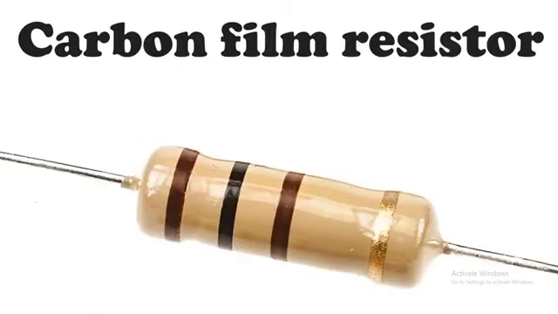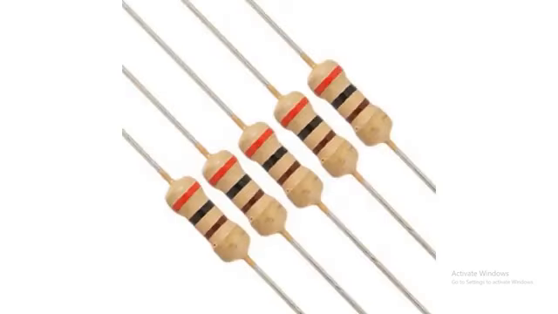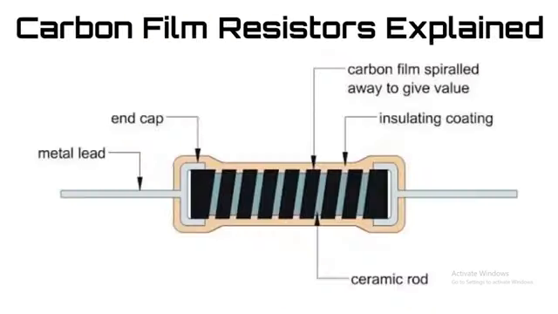The second type of resistor is the carbon film resistor. The carbon film resistor looks like this. We mainly use it in all types of circuits. This resistor is not as accurate as the metal film resistor. You can see here this is also a carbon film resistor. This is the internal structure of the carbon film resistor. It also consists of two metal leads and a middle ceramic rod. There's a carbon film which is wound around it to produce the resistance.